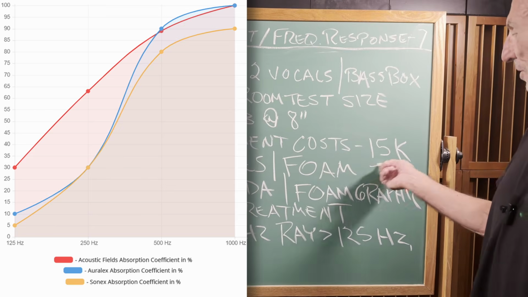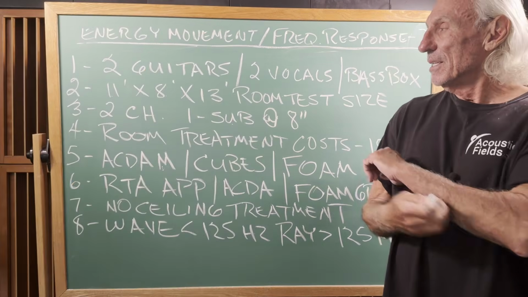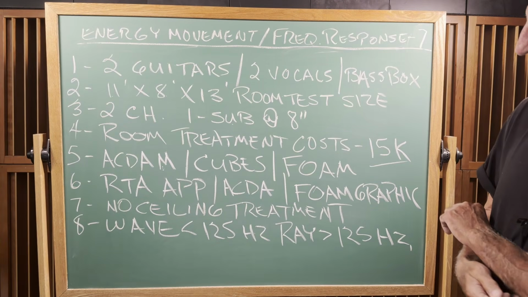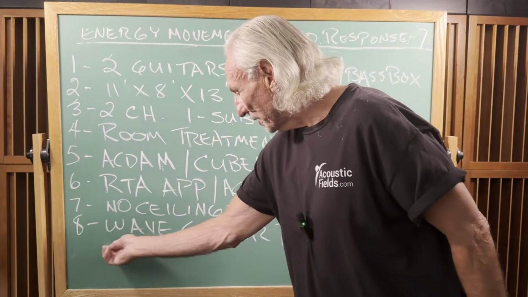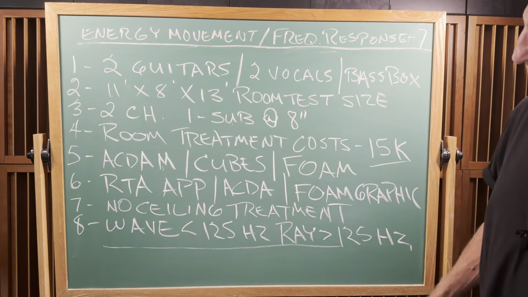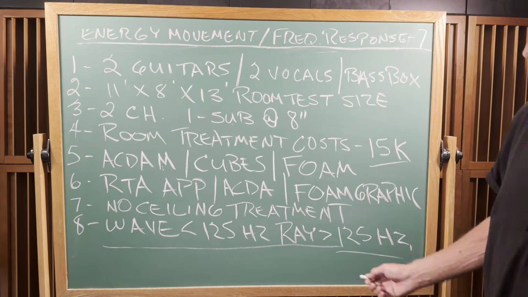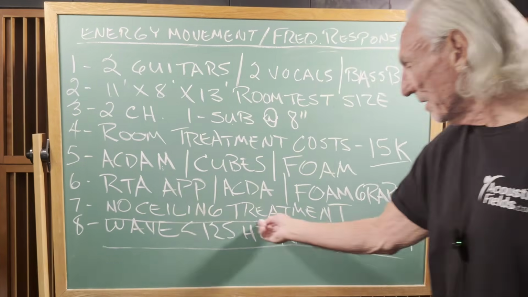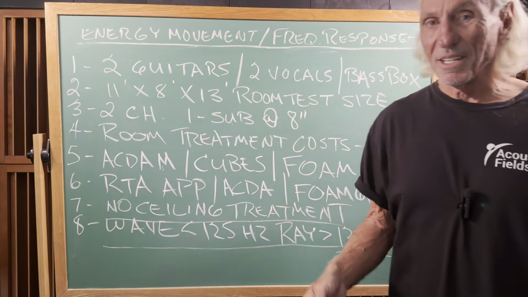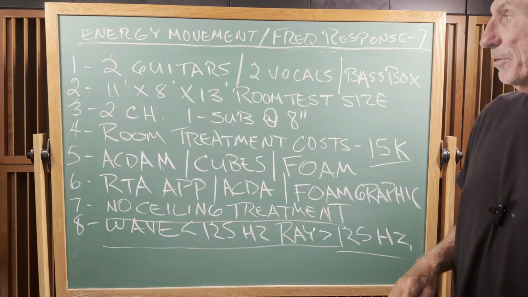So these curves that you're seeing, about 15K in treatment costs. I don't think I covered that last time. We're really focusing on the below 125 and above 125, and there's no ceiling treatment. We'll get to that, you know, but first let's work on the four walls.